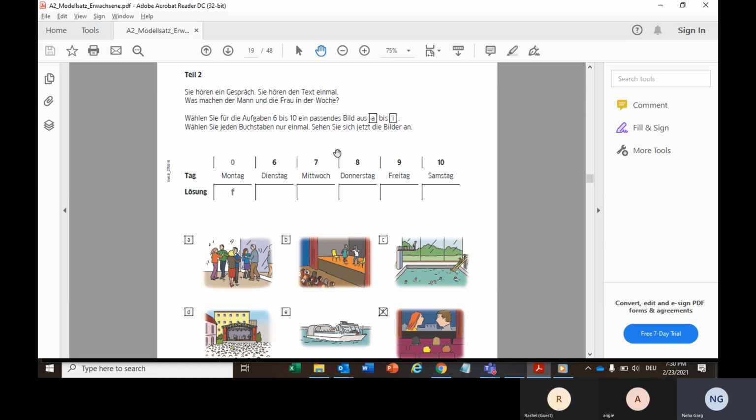Ende Teil 1. Teil 2. Sie hören ein Gespräch. Sie hören den Text einmal. Was machen der Mann und die Frau in der Woche? Wählen Sie für die Aufgaben 6 bis 10 ein passendes Bild aus A bis I. Wählen Sie jeden Buchstaben nur einmal. Sehen Sie sich jetzt die Bilder an.